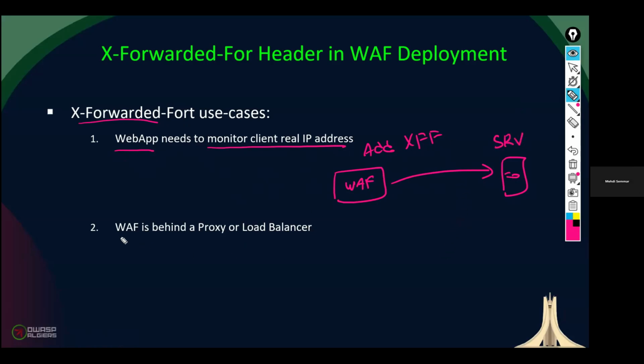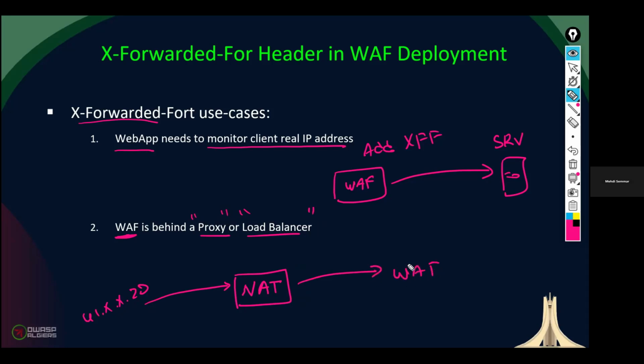The other use case is when the WAF itself is behind a load balancer or a proxy. So you have this load balancer or proxy. I can just say you have a NAT device. This is very common when you are deploying proxies and load balancers. This NAT device will receive the traffic with the real IP, but it will use its own IP address to reach the WAF. So the WAF is just blinded. It cannot see the real IP. So you can configure the NAT device to add the X-Forwarded-For.